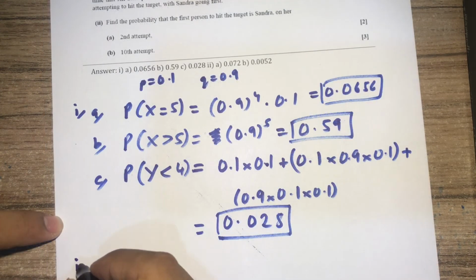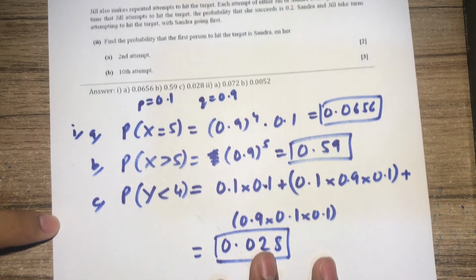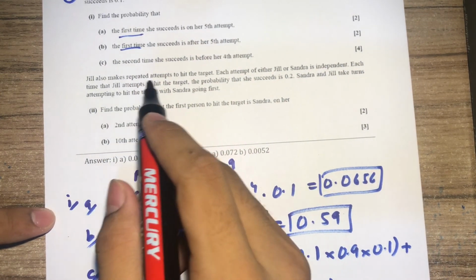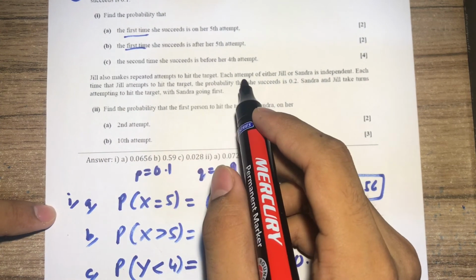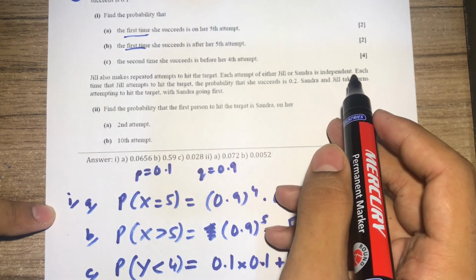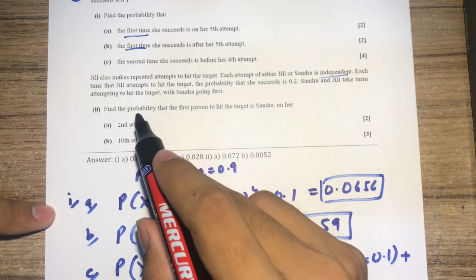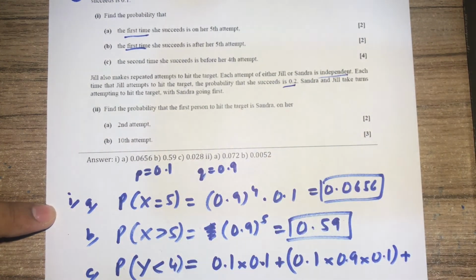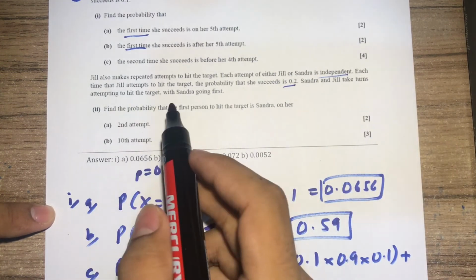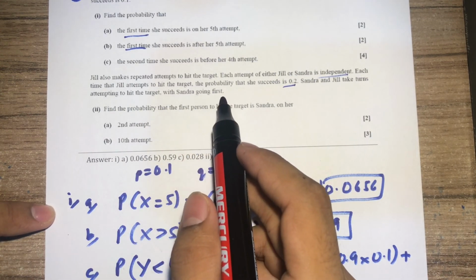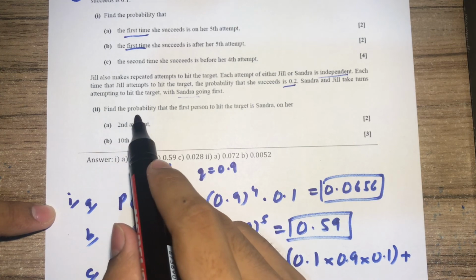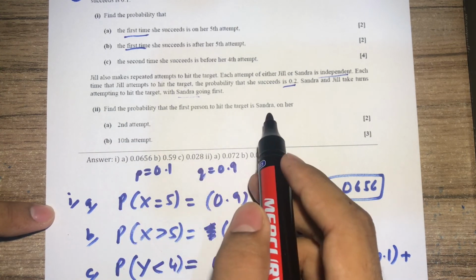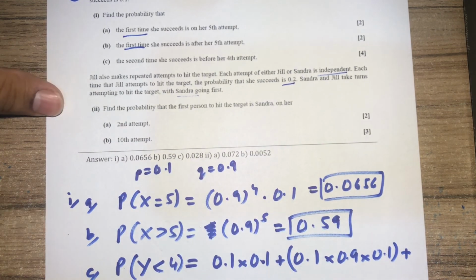The second part. So Jill also makes repeated attempts to hit the target. Each attempt of either Jill or Sandra is independent. Each time that Jill attempts to hit the target, the probability that she succeeds is 0.2. Sandra and Jill take turns attempting to hit the target, with Sandra going first. Find the probability that the first person to hit the target is Sandra on her second attempt.